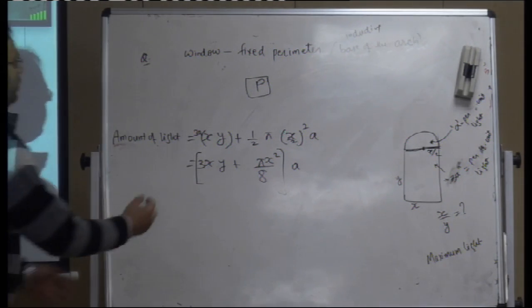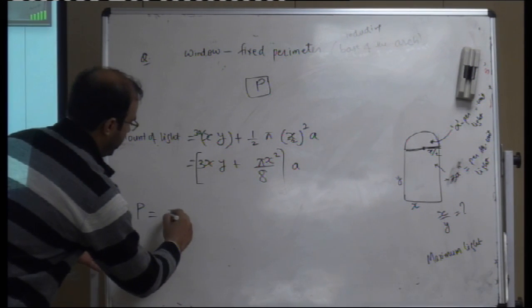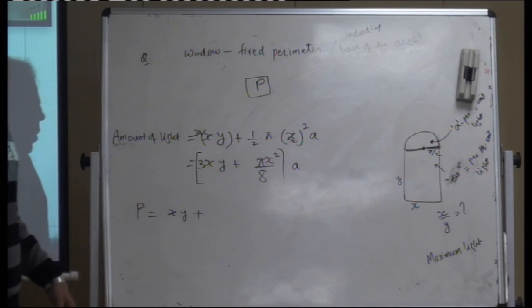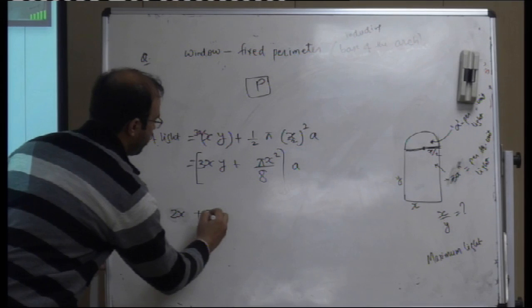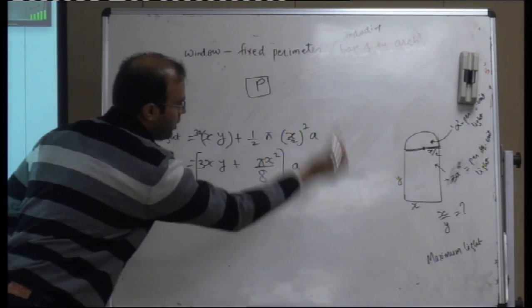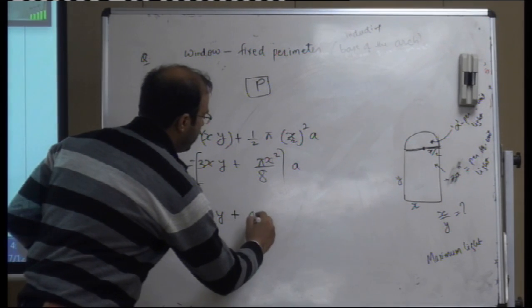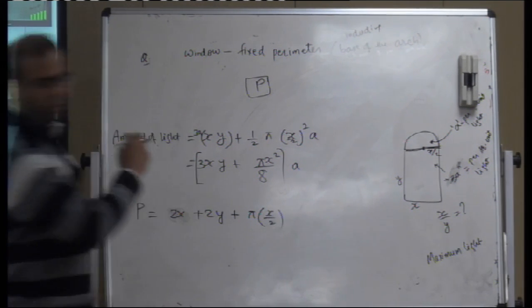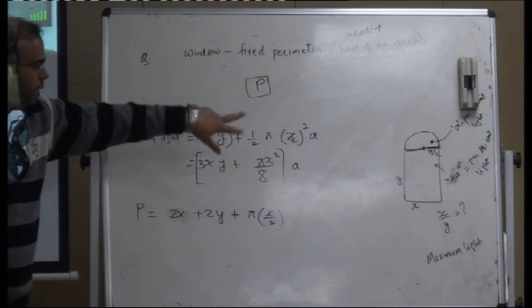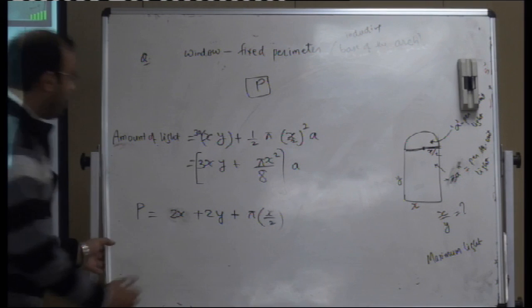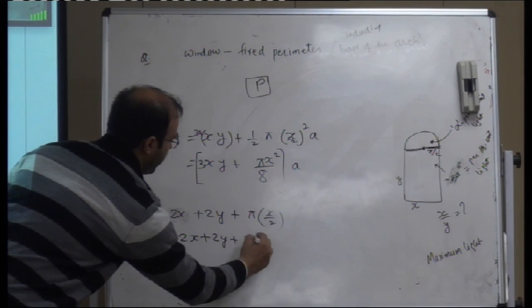Next, the given part: P, the perimeter, is x plus x, that is 2x, plus y plus y, 2y, plus the part of the circumference, which is pi into r, that is pi x by 2. I hope it is clear to everyone. 2 pi r is the full circumference, and we are taking only pi r. This would become 2x plus 2y plus pi x by 2.